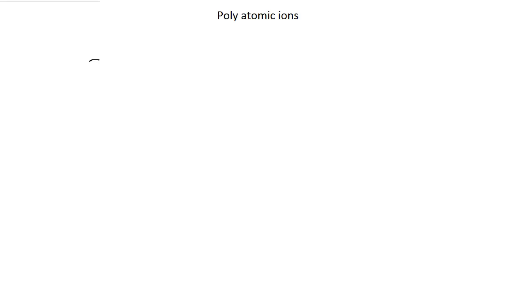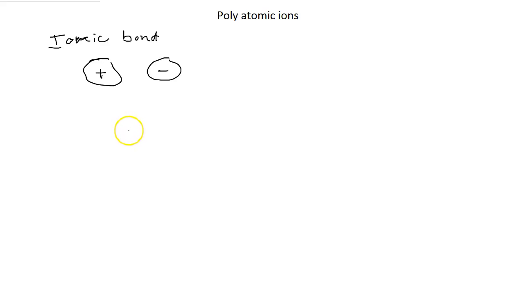Hello, this video is about polyatomic ions. What are they and how do they work? Let's start with ionic bonds. As you know, an ionic bond is formed between an anion and a cation. A cation is positive, an anion is negative, and the electrostatic attraction between the two forms the ionic bond.